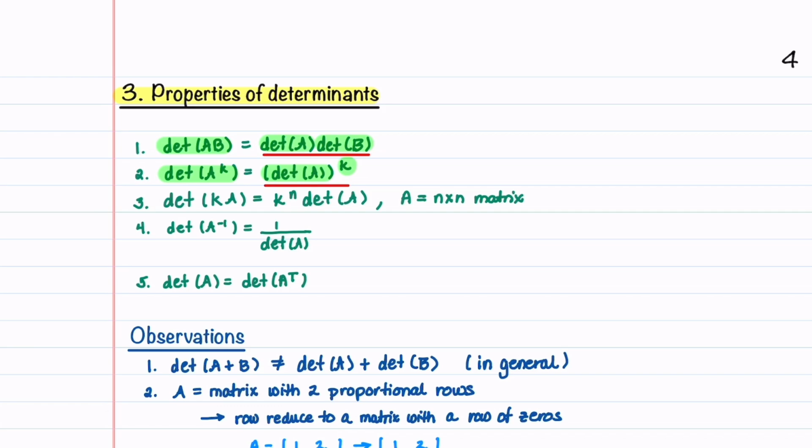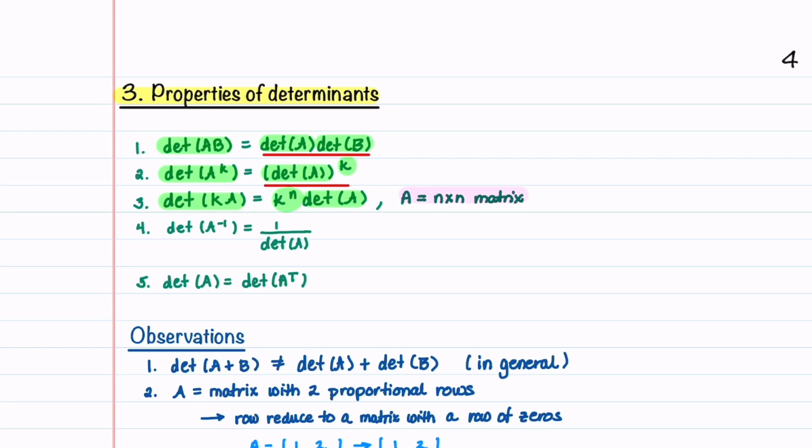Our third property tells us that the determinant of K times A is equal to K to the n times the determinant of A, where A is an n by n matrix. The most common mistake I see students make with this is to just pull the K out and not raise it to the power that corresponds to the size of matrix A.